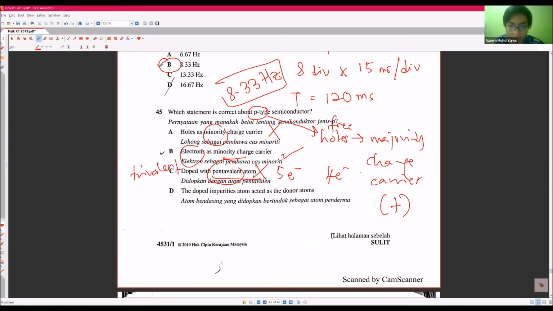So the doped impurity atom acts as a doped atom. So the answer is B.